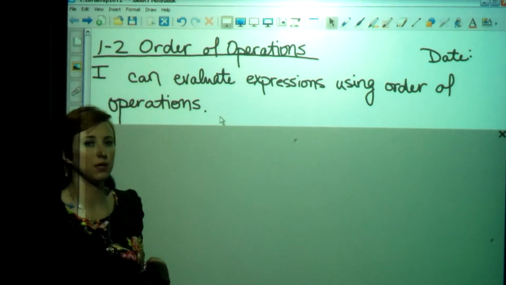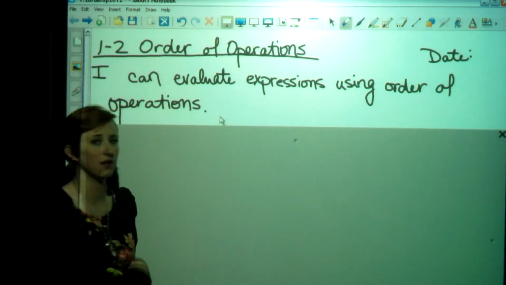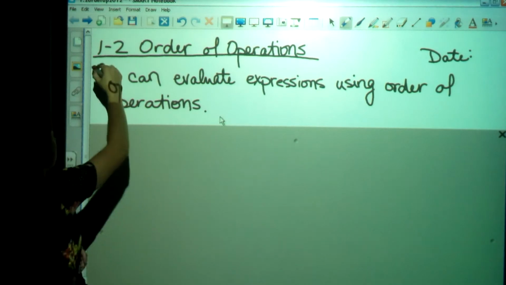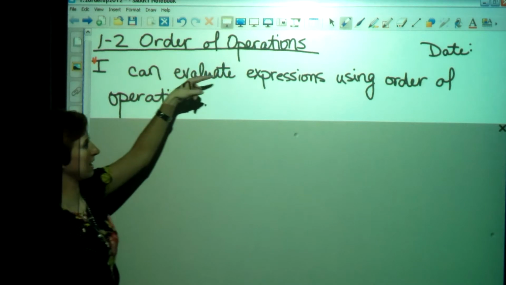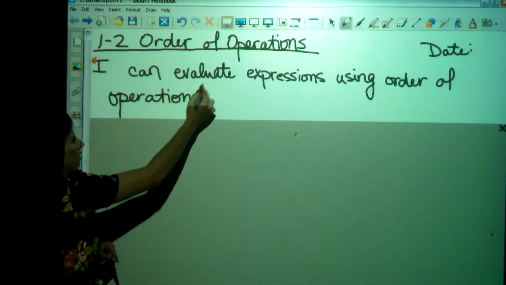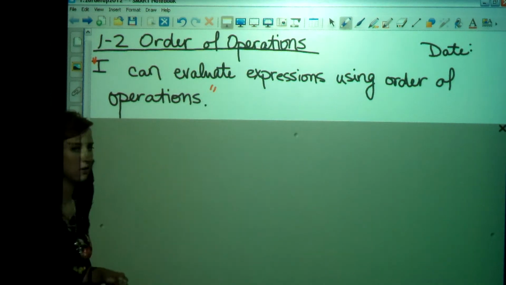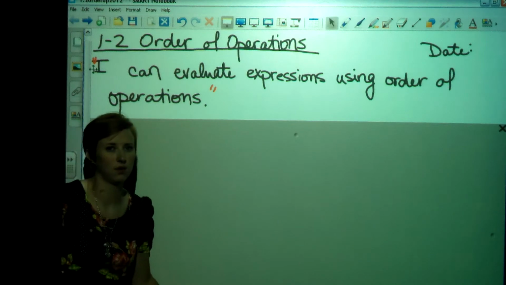And as always, please write your I can statement right below your title. So by the end of this lesson, I can evaluate expressions using the order of operations. And that's our goal.